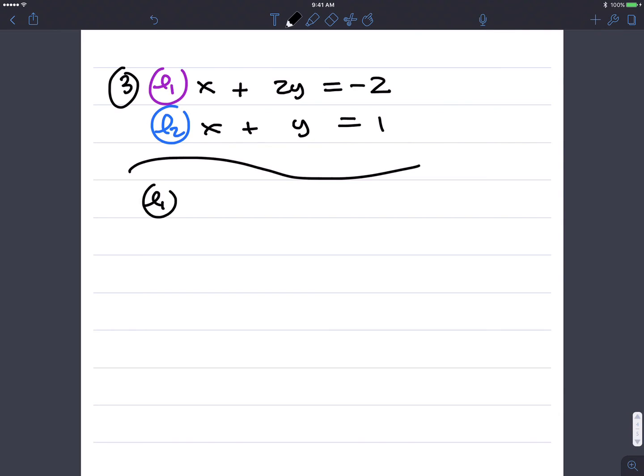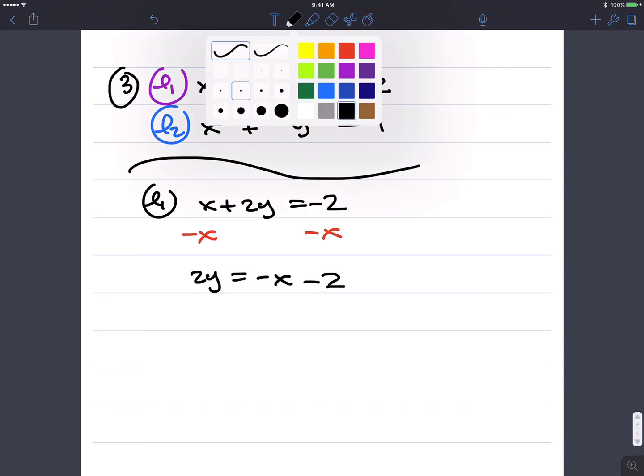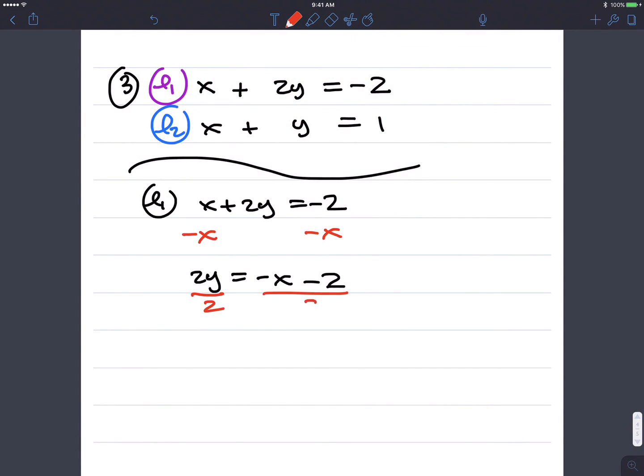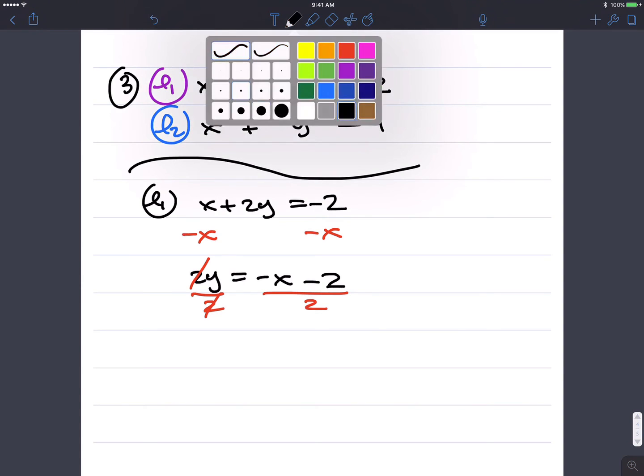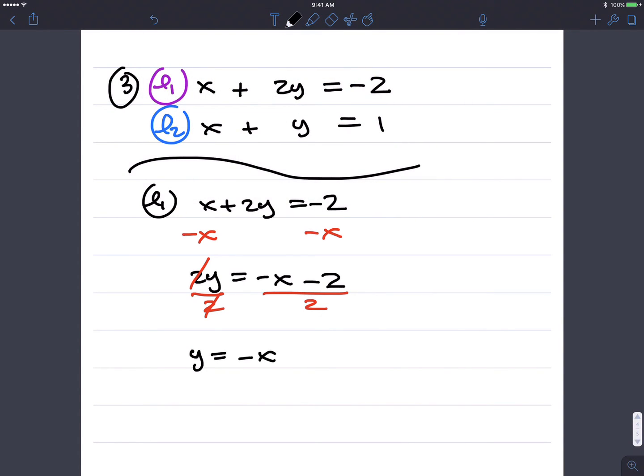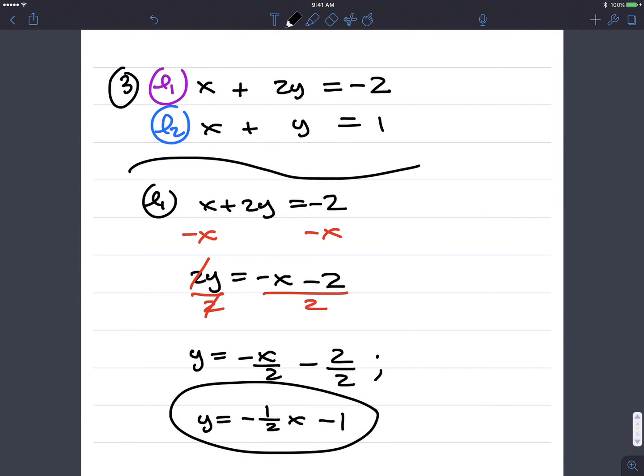So let's look at line 1. Let's look at the work. X plus 2y is -2. Subtract x from both sides, and you end up with 2y is -x minus 2. We're going to divide both sides by 2. We end up with y being -x divided by 2 minus 2 divided by 2, or y equals, put it over here, -1/2 x minus 1. This is our first equation.